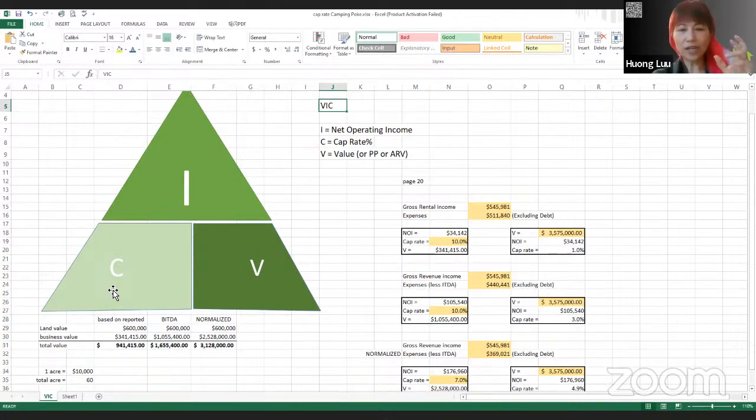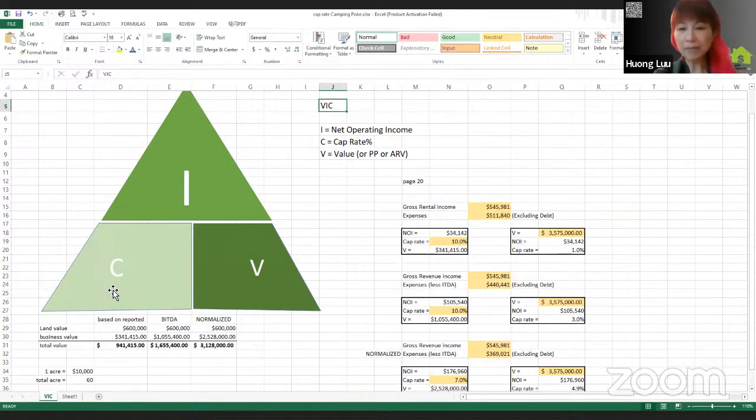If you are looking for the I, it's going to be your C times your V. If you're looking for your V, it's I divided by C. And if you're looking for C, it's I divided by V. So it's an easy visualization to help you remember this concept of Uncle Vic. You'll need two of these numbers to be able to calculate the third. And if you don't have two of the three, you can sort of guess that number, or you can go and ask somebody else for that information, because it usually is available out there.